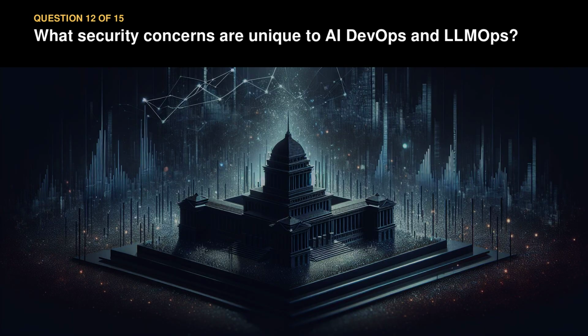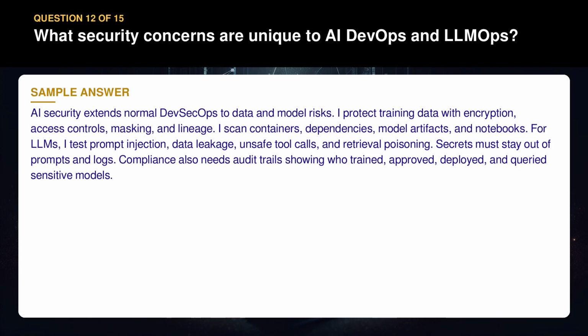Question 12. What security concerns are unique to AI DevOps and LLMOps? AI security extends normal DevSecOps to data and model risks. I protect training data with encryption, access controls, masking, and lineage. I scan containers, dependencies, model artifacts, and notebooks. For LLMs, I test prompt injection, data leakage, unsafe tool calls, and retrieval poisoning. Secrets must stay out of prompts and logs. Compliance also needs audit trails showing who trained, approved, deployed, and queried sensitive models.